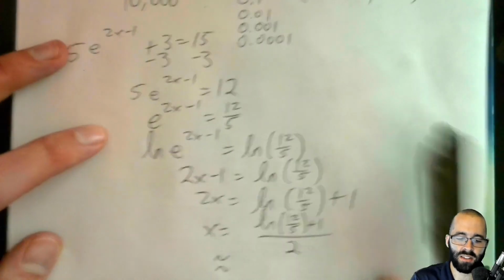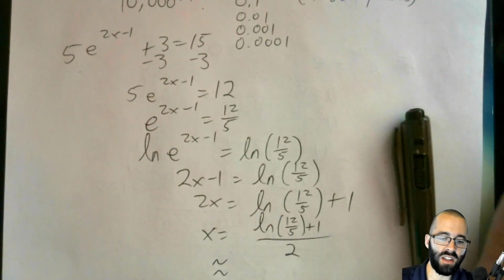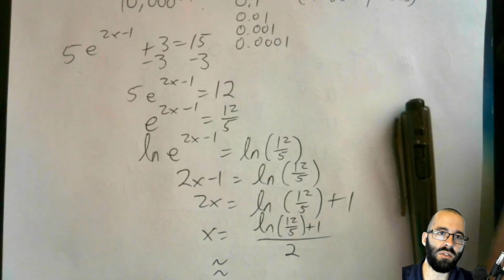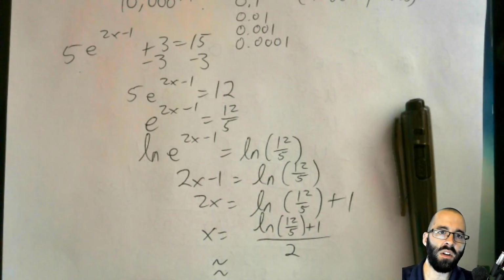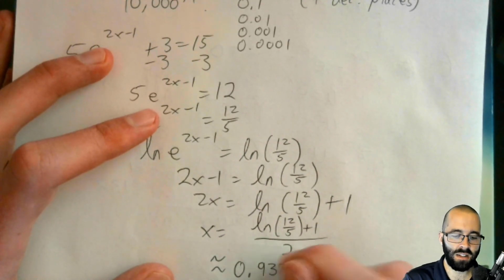And now we're going to plug this into our calculator and round to the 4 decimals. Okay, so we plug that in, we get the natural log of 12/5 plus 1, all divided by 2. That's going to equal about 0.9377.